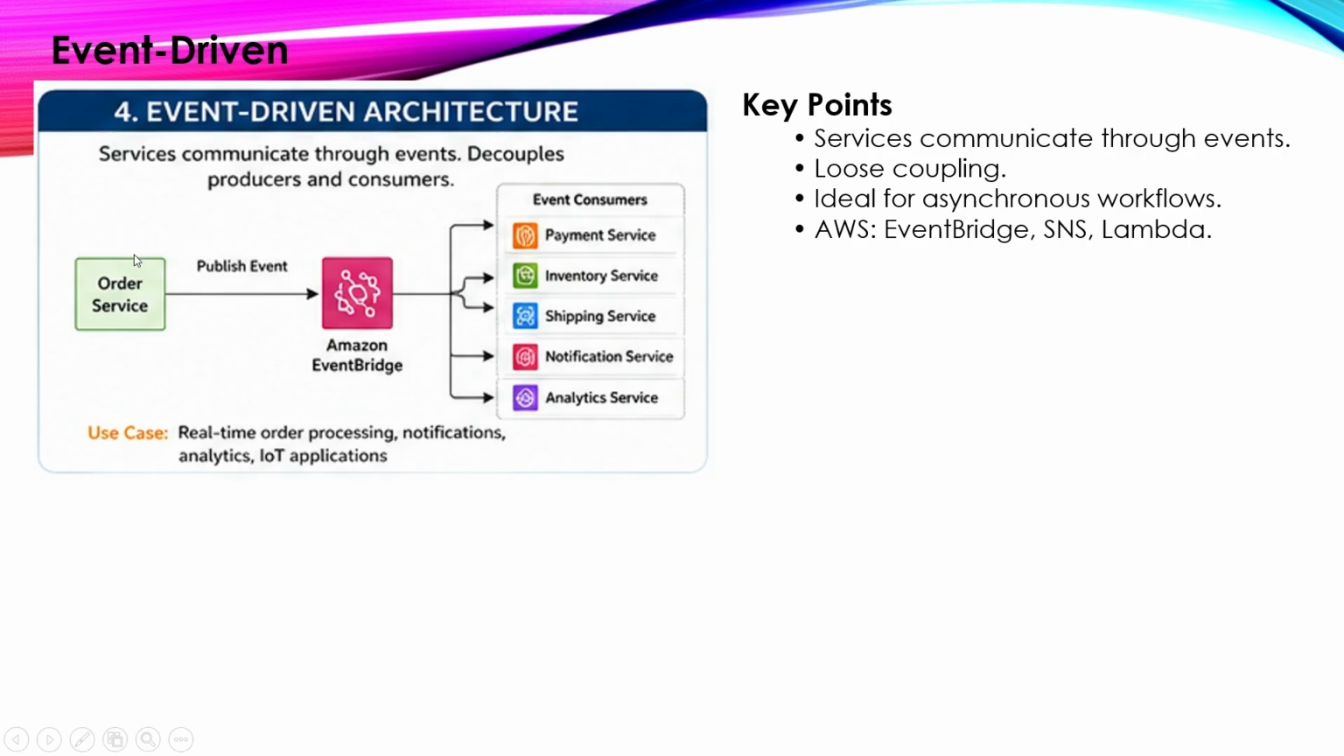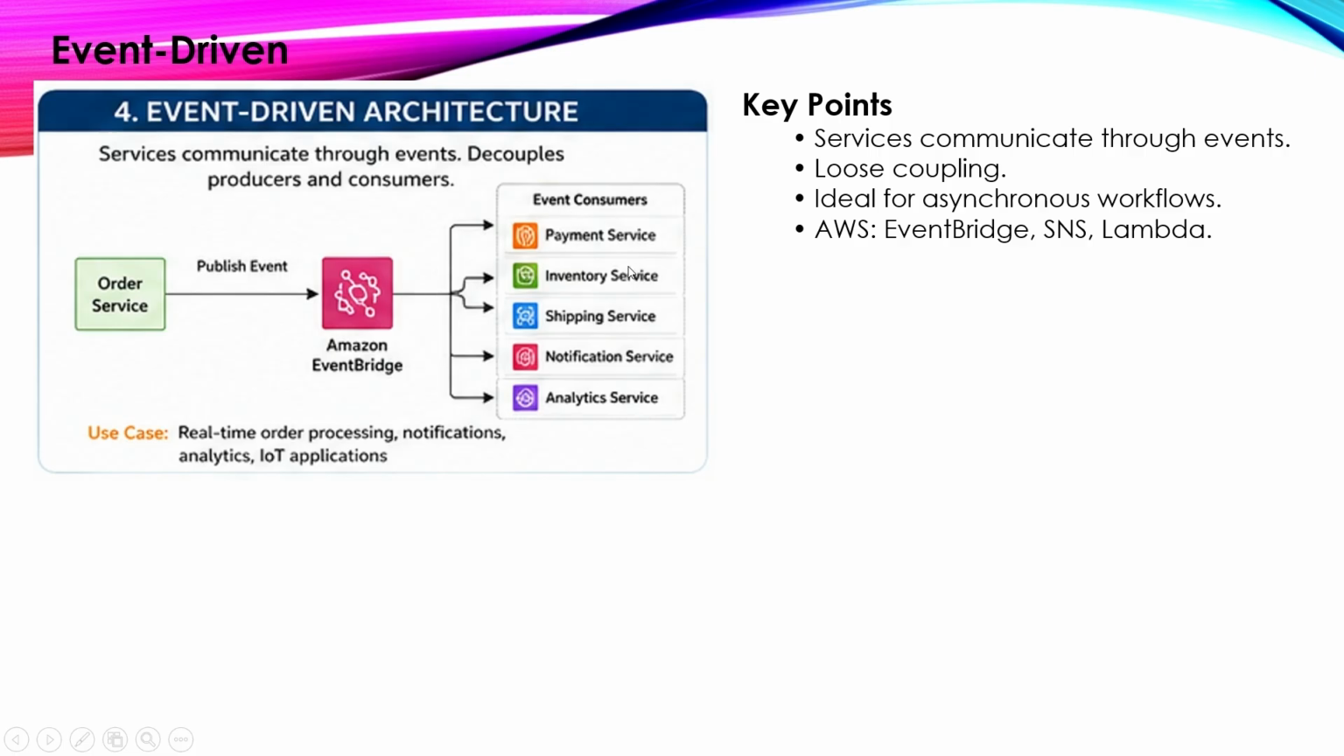Here, for example, whenever an order is placed, that order event will be stored into Amazon EventBridge. Amazon EventBridge is a serverless event routing service. So whenever an order is placed, that event goes to Amazon EventBridge, and according to the rules defined in EventBridge, it will call different other services, for example payment services, inventory services, shipping services, email notification services, analytics services. These different services run in parallel when an order is placed. So the order event is received by EventBridge, which routes that event to other services.